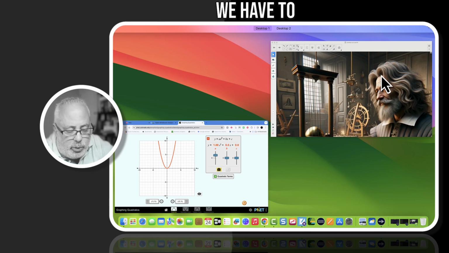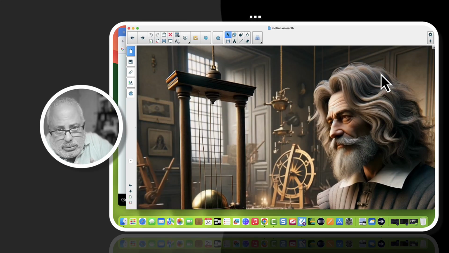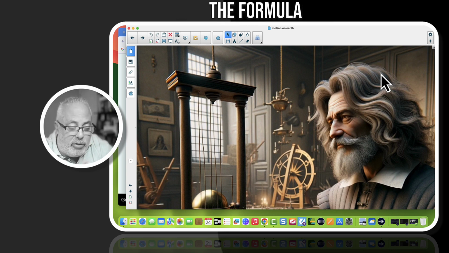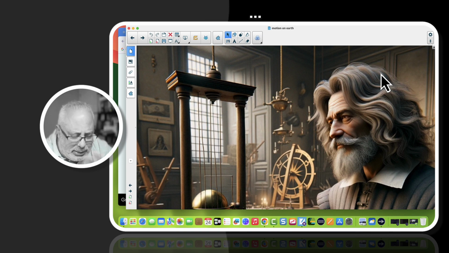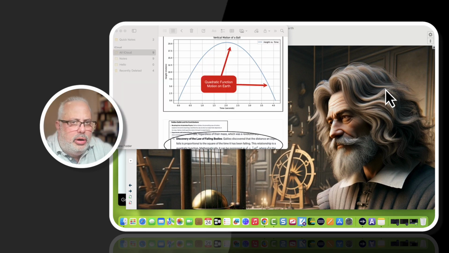History. We have to talk about Galileo and the achievements and the formula created by Galileo. Let's see how that works. Let's go over the discovery by Galileo.